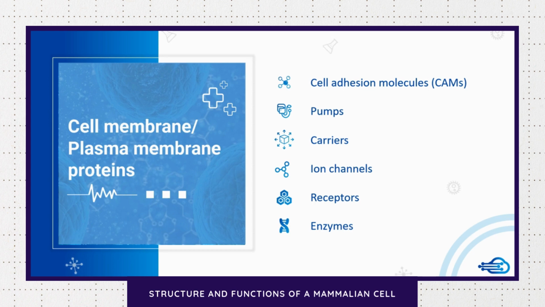Then they also act as enzymes. Some examples are like these peripheral proteins which we discussed, right. So, GPI anchors, GPI linked proteins can act as alkaline phosphatases, and they can also act as various antigens present on the cell membrane. So, these three which we discussed, pumps, carriers and ion channels, are basically responsible for transporting across the cell membrane.